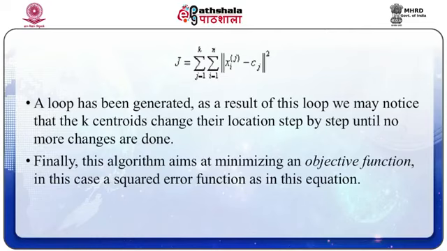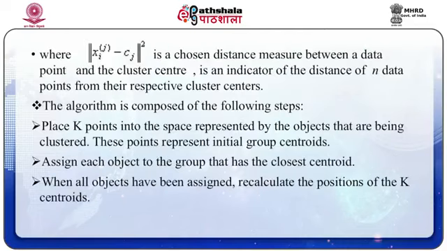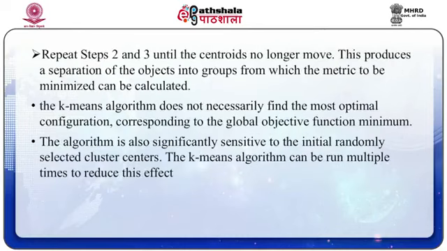Finally, this algorithm aims at minimizing an objective function, in this case a squared error function as in the equation given below. The algorithm is composed of the following steps. One, place k points into the space represented by the objects that are being clustered. These points represent initial group centroids. Two, assign each object to the group that has the closest centroid. Three, when all the objects have been assigned, recalculate the positions of the k centroids and repeat steps 2 and 3 until the centroids no longer move. This produces a separation of the objects into groups from which the metric to be minimized can be calculated.